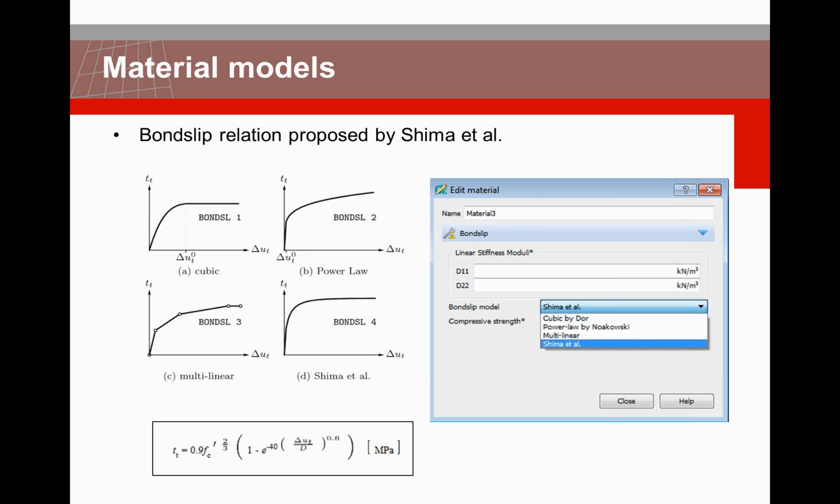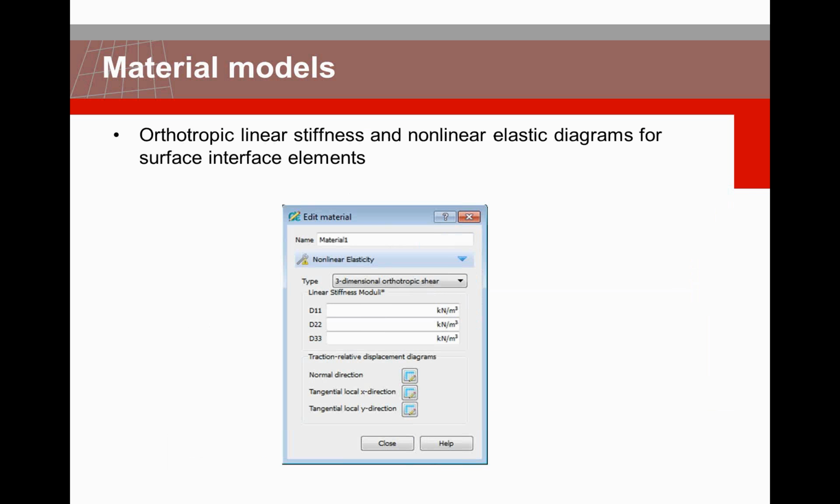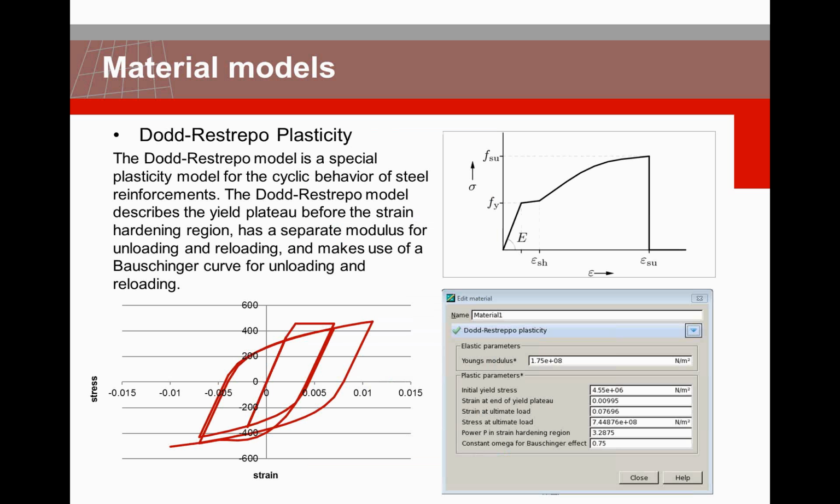There are new bond slip relations for interface elements for the connection of reinforcement bars to concrete. This is a Japanese model defined by Professor Shima et al. For surface interface elements, we now allow the user to define orthotropic shear properties, so two elastic stiffness values in the different tangential directions.